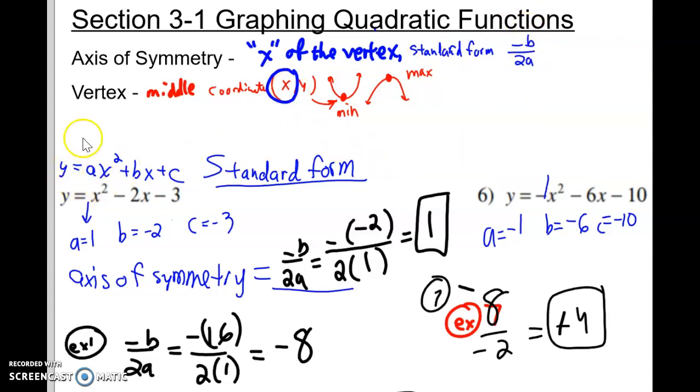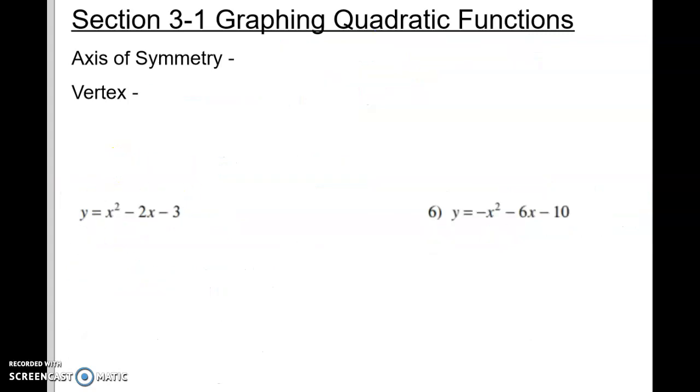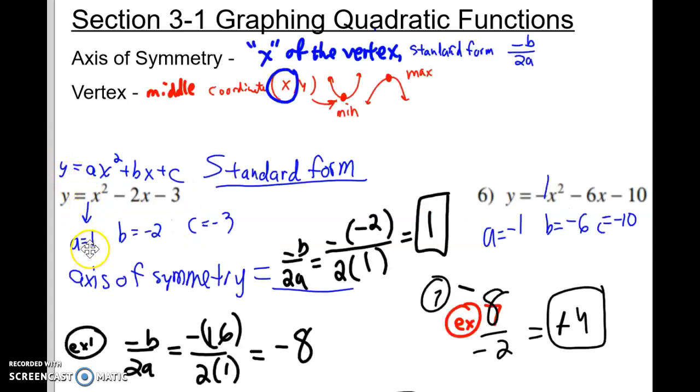So standard form by definition. Let's go over what the word standard form means. It means ax squared plus bx plus c. When you see an equation that looks like this, that's a, that's b, and that's c, only when it's in this form. So a is going to be 1, b is going to be negative 2, c is going to be negative 3. The axis of symmetry ends up being negative b over 2a, which is the formula we gave.